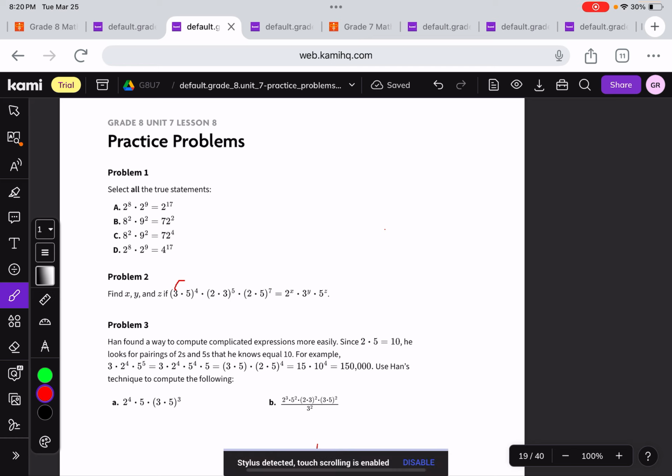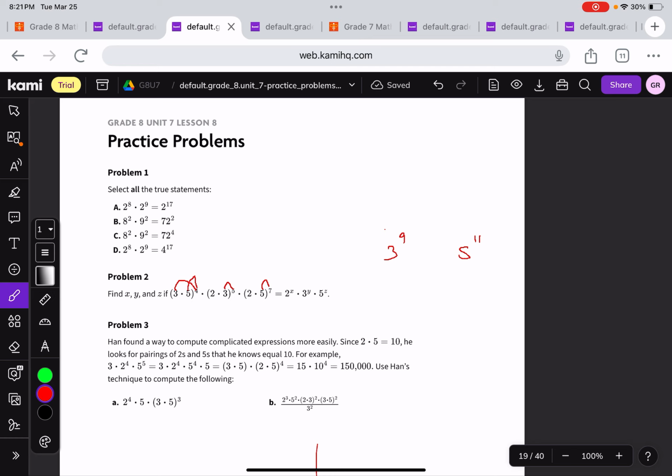Well, I can see there's going to be 4 3's here and 5 3's here. That's going to be 9 3's, or 3 to the 9th. I can see there's going to be 4 5's, sorry, and 7. That's 4 and 7 make 11.